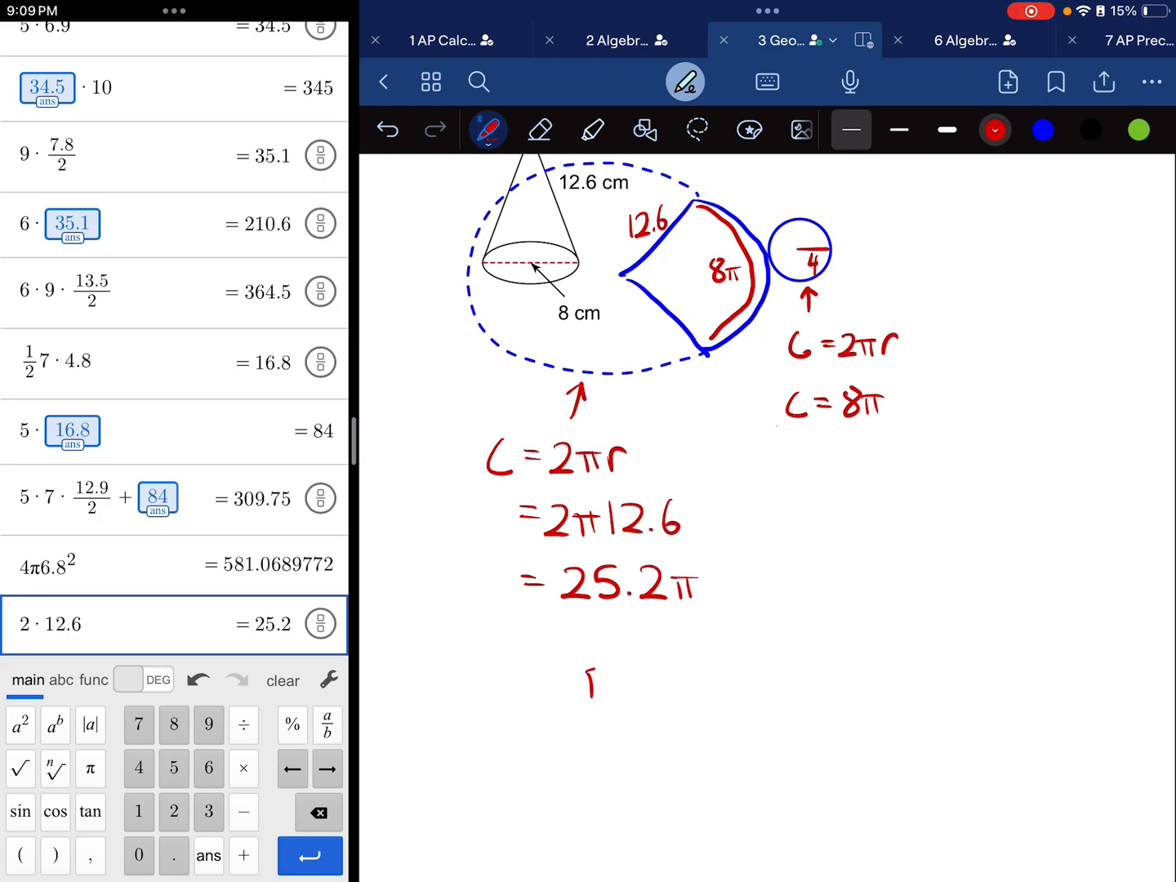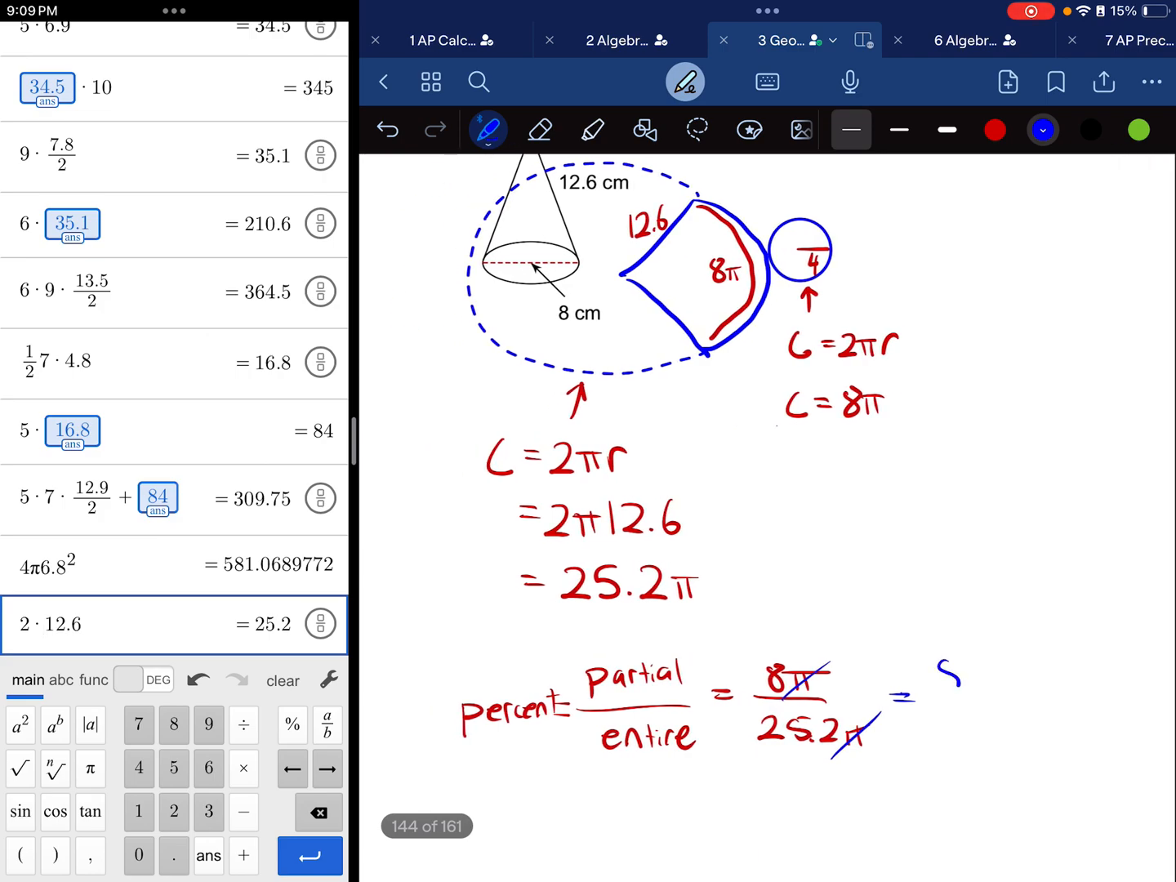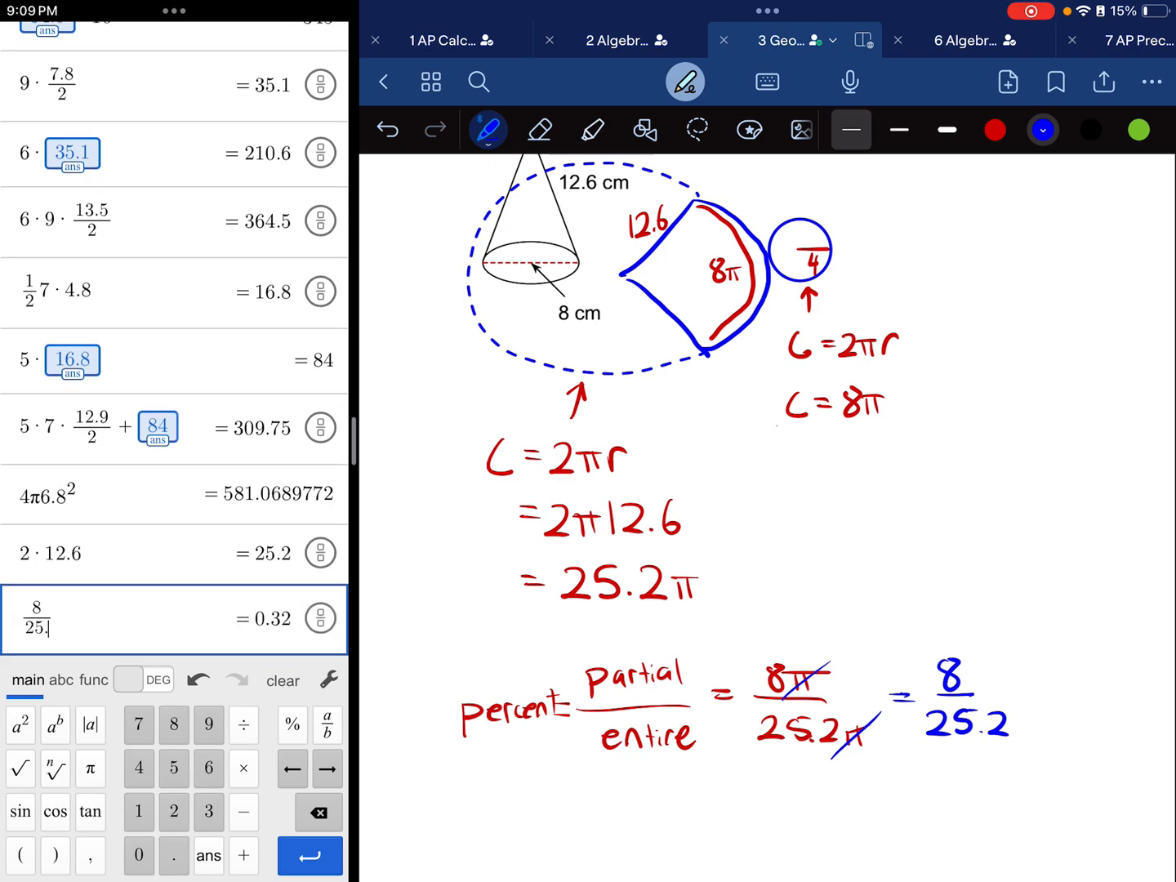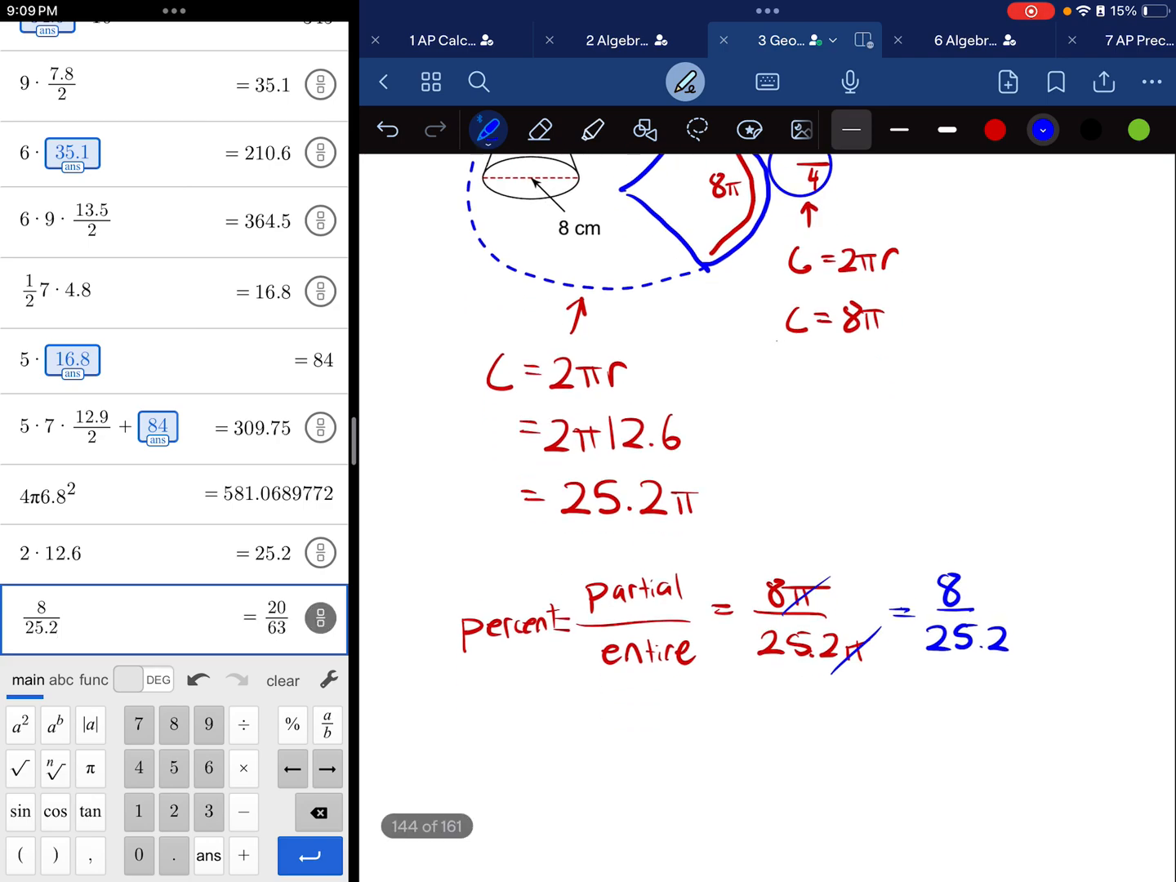So I'm going to do this. I'm going to figure out the partial over the entire to figure out the percent. This is equal to the percent. The percent of the circle is the partial, which is 8 pi, over the entire, which is 25.2 pi, and the pi's are going to cancel each other out, meaning my percent is 8 over 25.2. What is that, calculator? 8 divided by 25.2 is that percent, which is a fraction of 20 over 63.